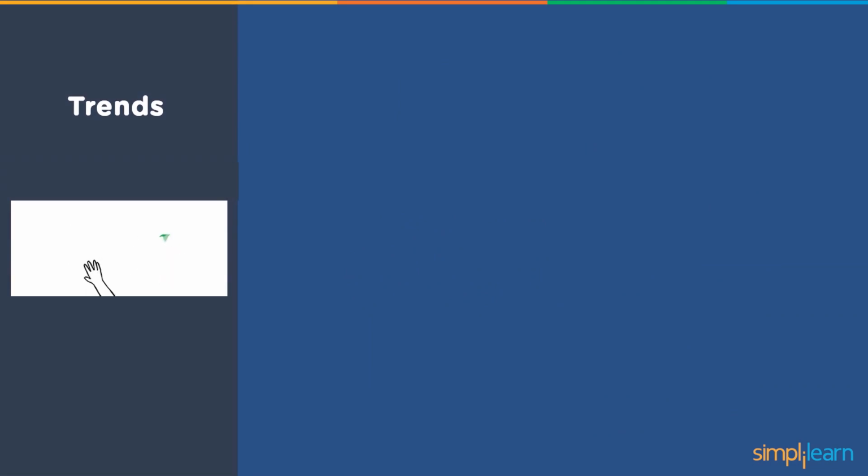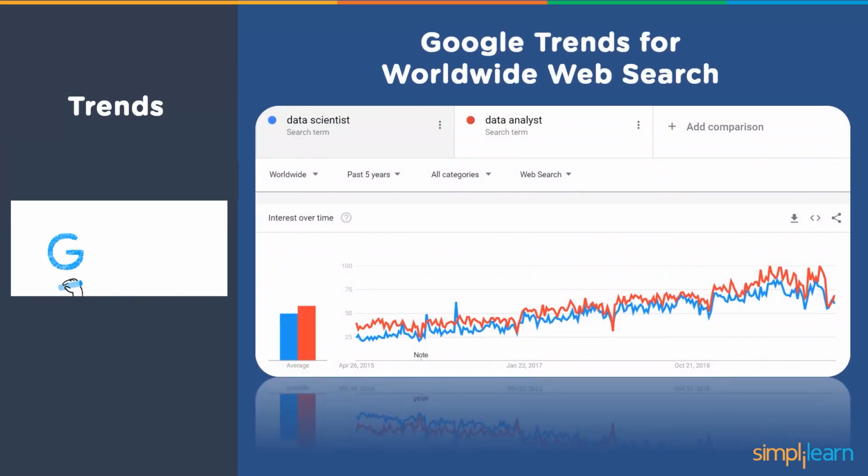Now let's have a look at the Google search trends for data scientists and data analysts. As you see, the blue color depicts data scientists and the red data analysts. Both the search trends go hand in hand, and over time the search term data analyst is higher, but the search term of that of a data scientist is experiencing a steady rise.